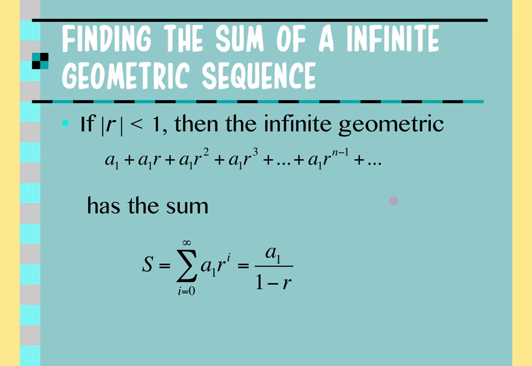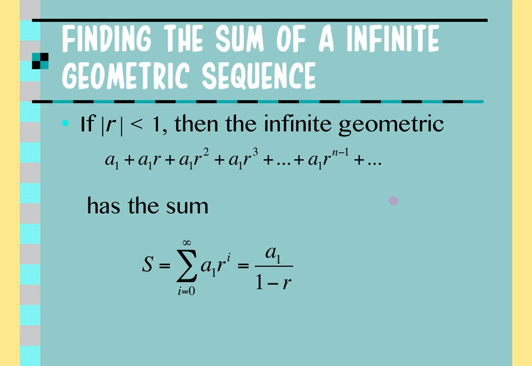So it sounds ridiculous because it's the sum of an infinite sequence. How do you add something that never ends, right? It actually works. It gets so small on the tail end that eventually it's so close to 0, it's insignificant, is basically what happens.